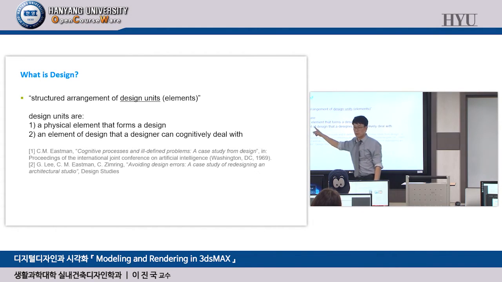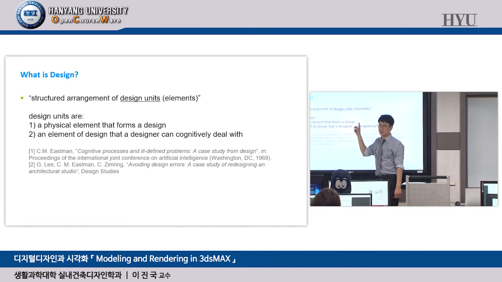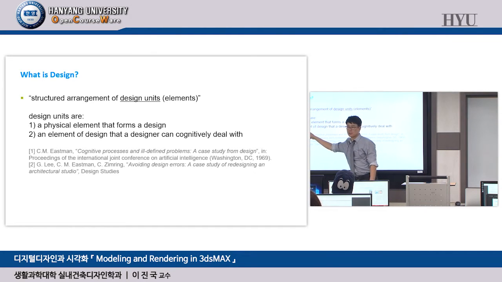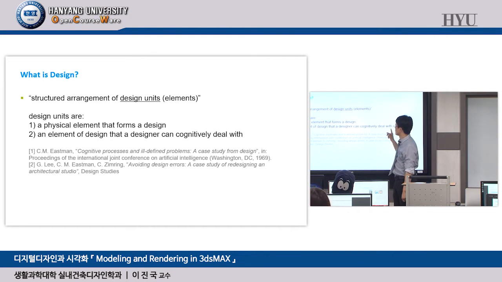So what is the number one? Something visible, okay? For architects and interior designers, number one could be floors, doors, wall surfaces, building facade, windows, furniture, and lots of design-related elements. What is the second one? What does this mean? Things we cognitively deal with, something invisible. What is invisible in your design?